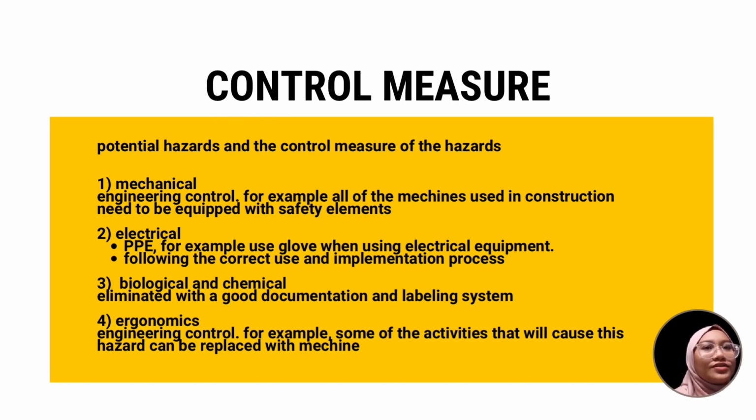Next is biological and chemical. The control measure we suggest for this hazard is to eliminate it with a good documentation and labeling system. Last but not least is ergonomics. For this hazard, we suggest engineering control. For example, some of the activities that cause this hazard can be replaced with machines.